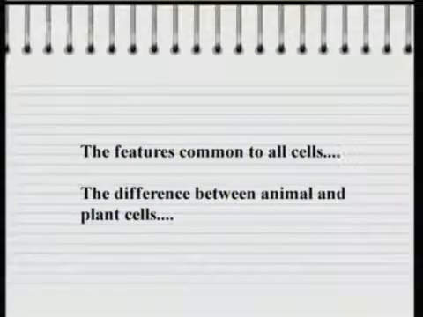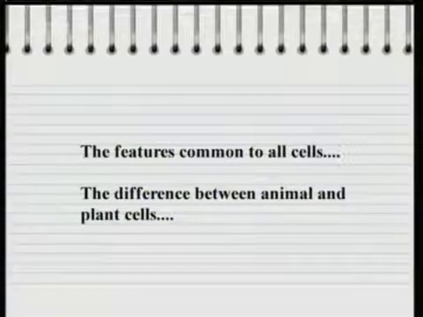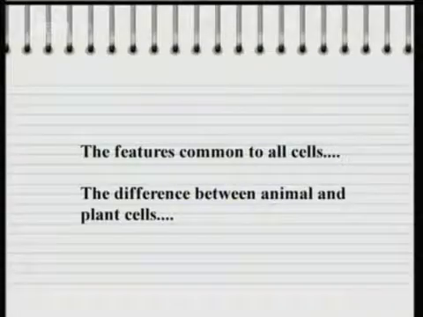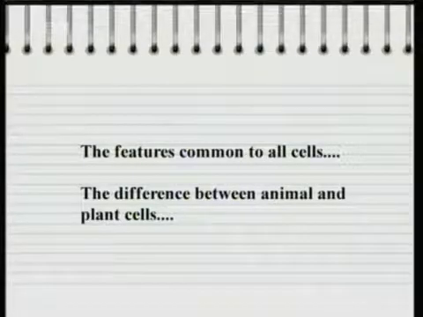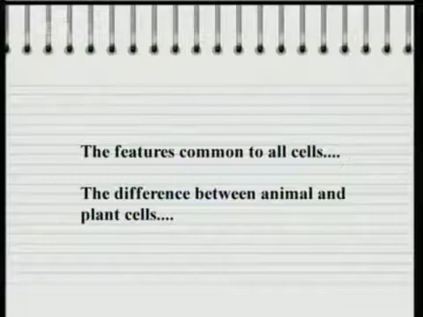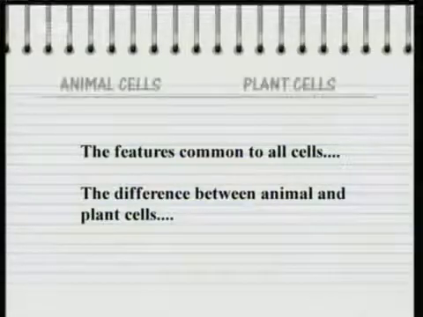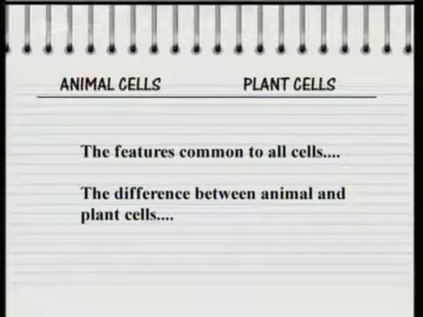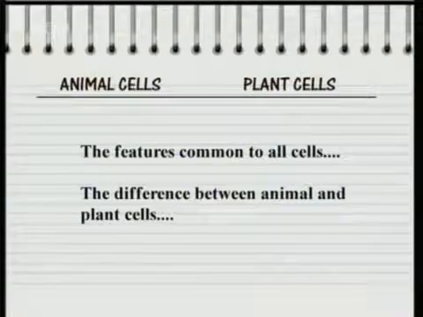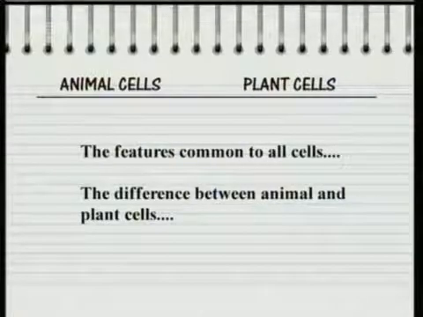For your exam, you need to know the features common to all cells and the difference between animal and plant cells. Set up two columns headed animal cells and plant cells and note down their similarities and differences as you watch the next section.